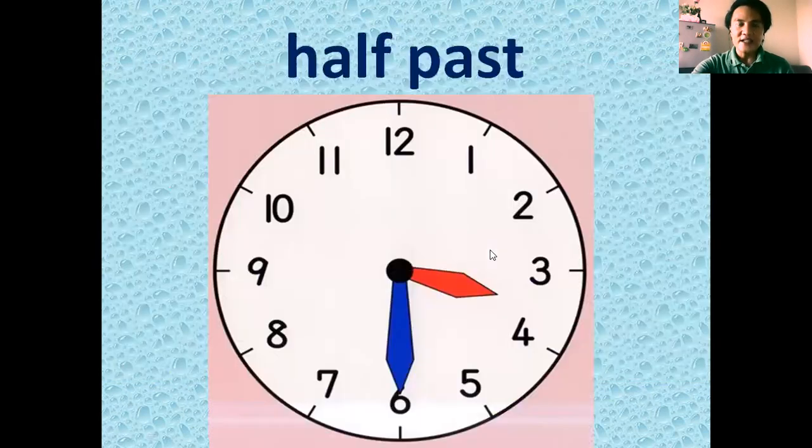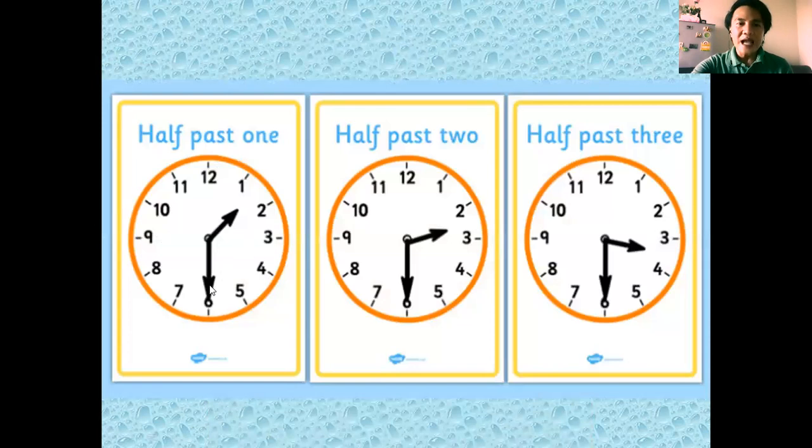The next word is half past. Again, half past. The long hand is pointing to number 6. For examples: half past 1, half past 2, half past 3.